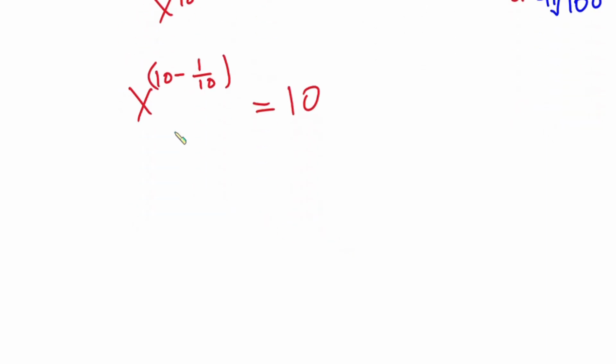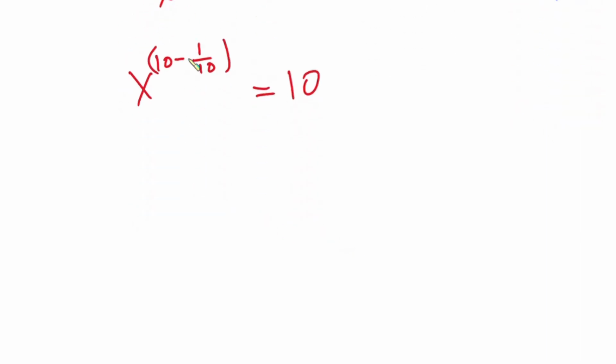Alright, now mind you, we are not using a calculator, so you need to simplify the exponent first. Okay, so we have x to the power. Now I'm going to multiply this 10 by 10 and then divide by 10. So we have 10 times 10 over 10, then minus this one, which is 1/10. I did this because I want to get the same denominators so that I can easily combine them, right? Okay, and this is equal to 10, right?